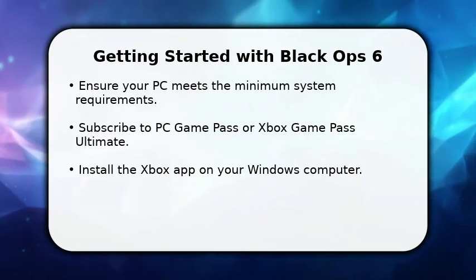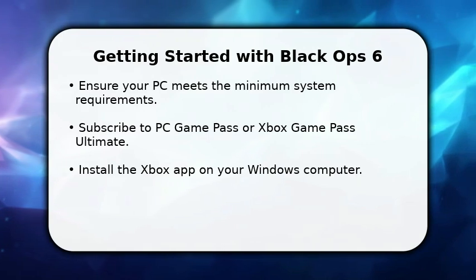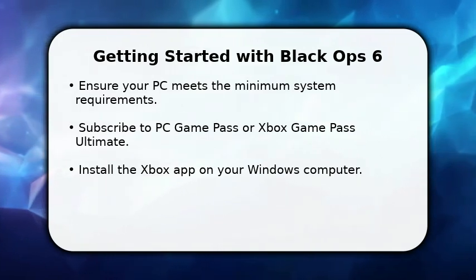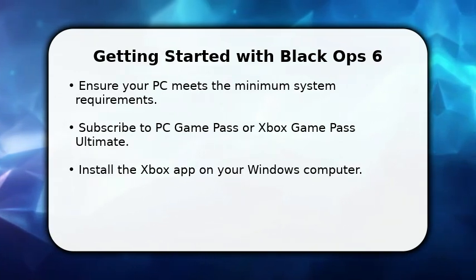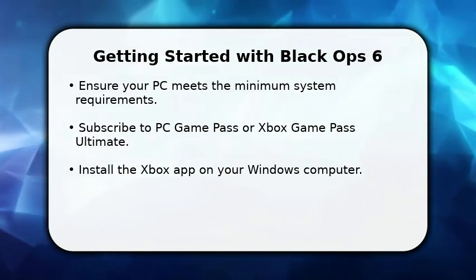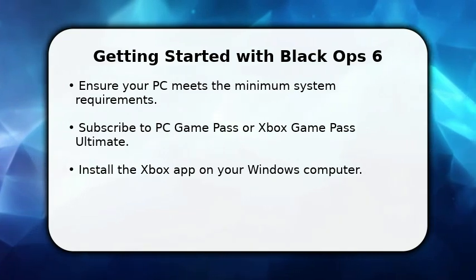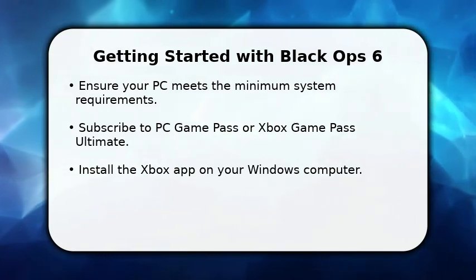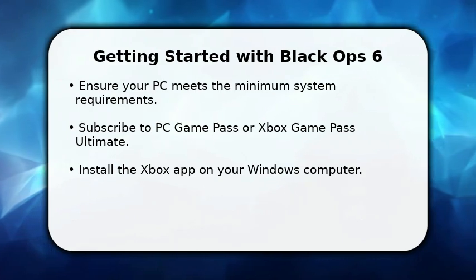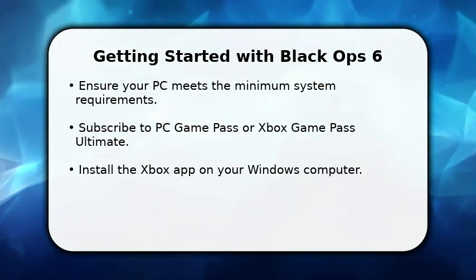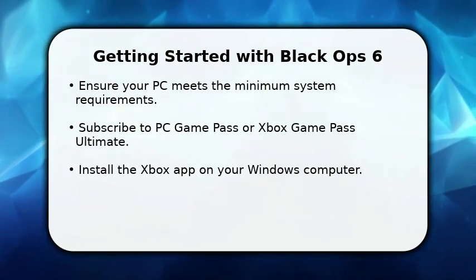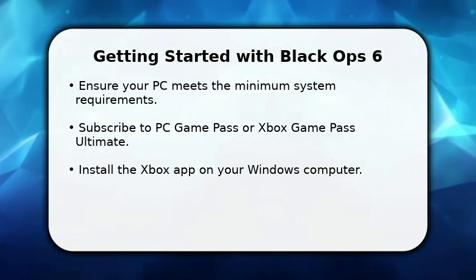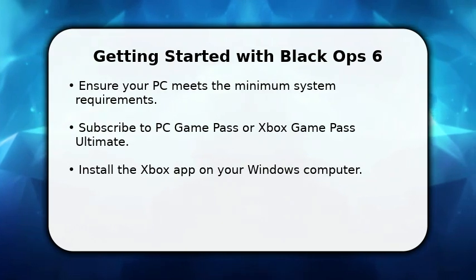In this video, I will explain how to play Call of Duty Black Ops 6 on PC Game Pass. First, ensure your computer meets the game's specific system requirements for the best experience. Next, you'll need an active subscription to PC Game Pass or Xbox Game Pass Ultimate. Install the Xbox app on your Windows device, then simply search for Call of Duty Black Ops 6 within the application. This process will get you ready to dive into the action quickly.